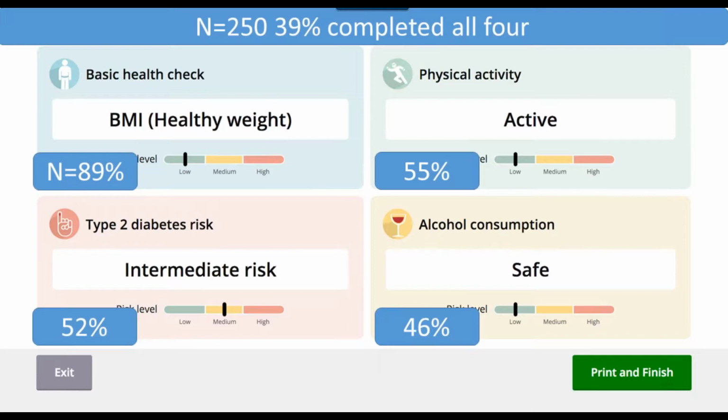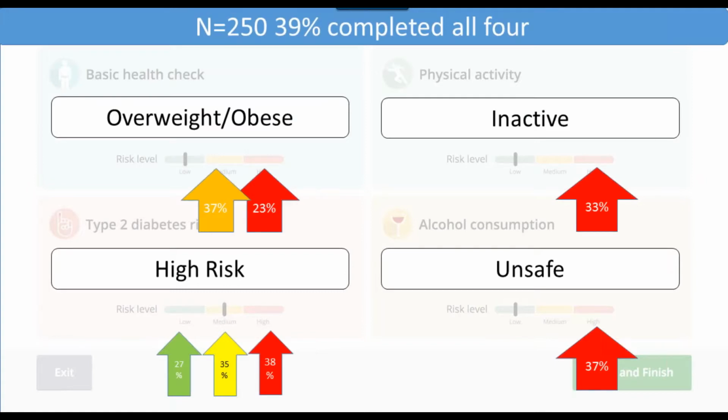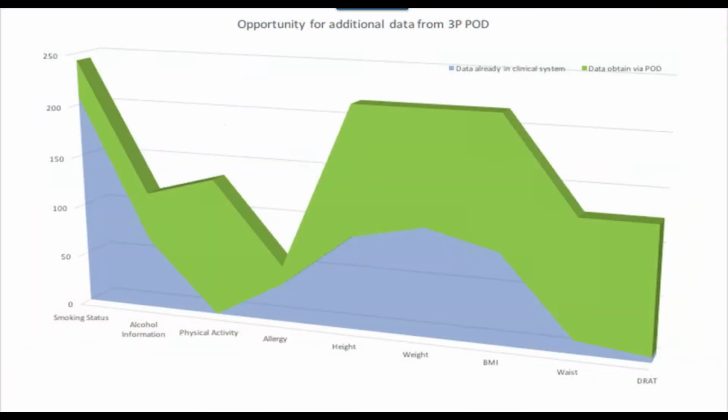And if we look at the proportion of people that completed each of the individual modules, they're shown on the slide. And if we just hit the next slide button, we should have some statistics come up, which gives you an indication of where those 250 people sat in terms of the different modules.